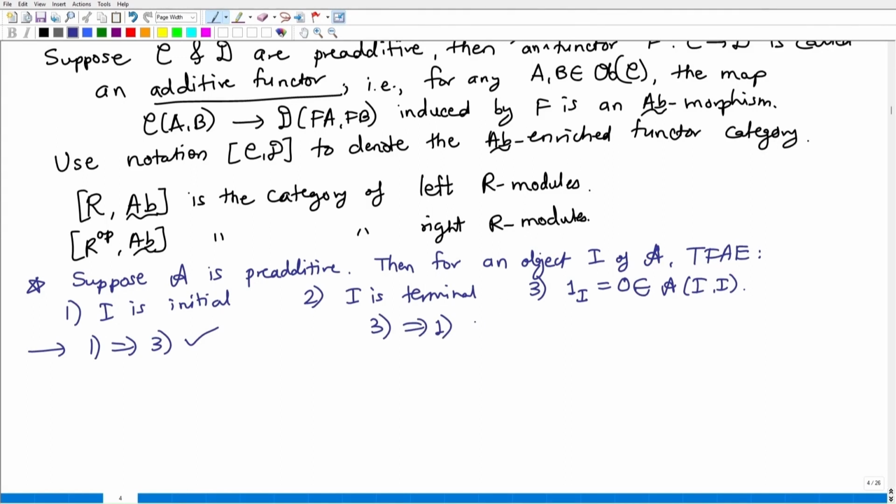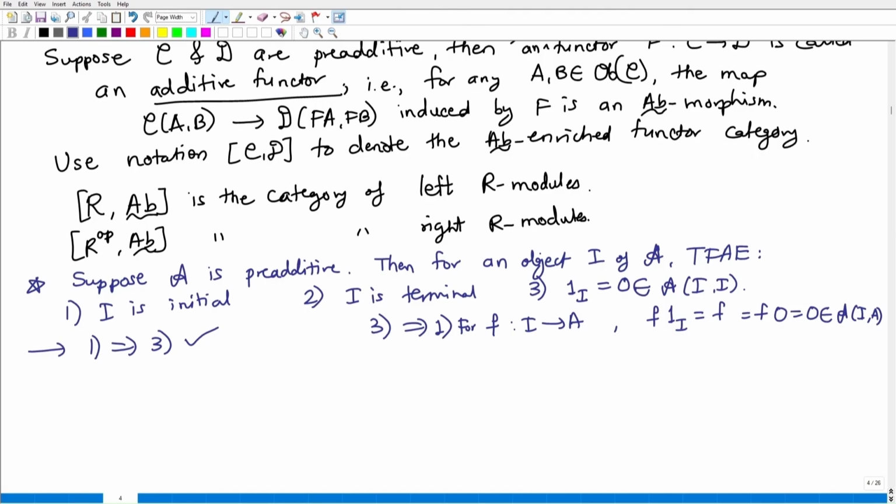Well, here you need a little bit of proof. Suppose the identity is 0, then what do we know? For any morphism F from I to A, what do we know? We know that F composed with the identity has to be equal to F. But what is F composed with identity? Well, F composed with 0 has to be 0, and where is this 0 living? It's living in Hom(I, A) because Hom(I, A) is also an Abelian group.